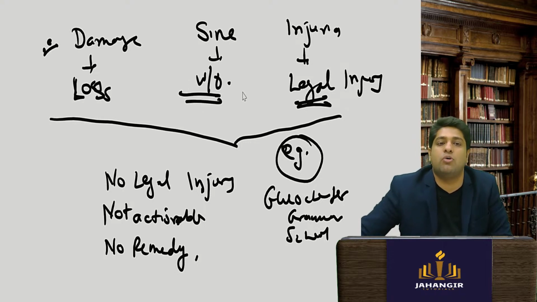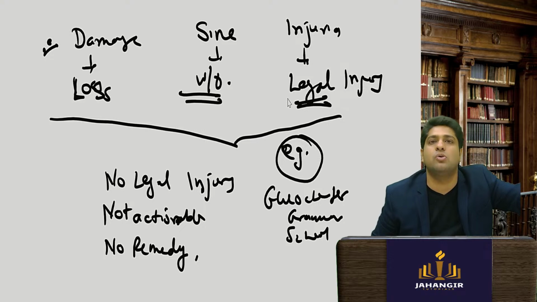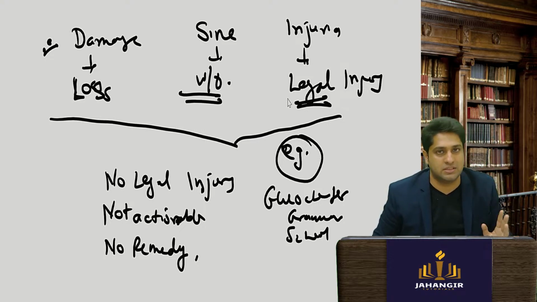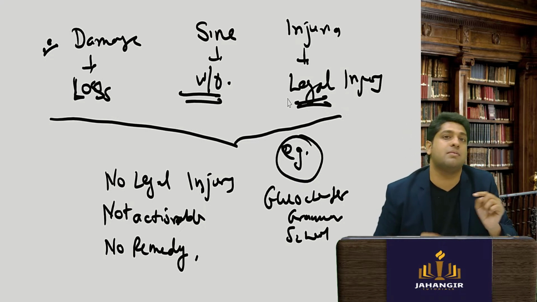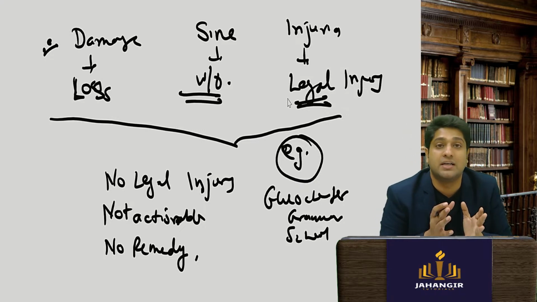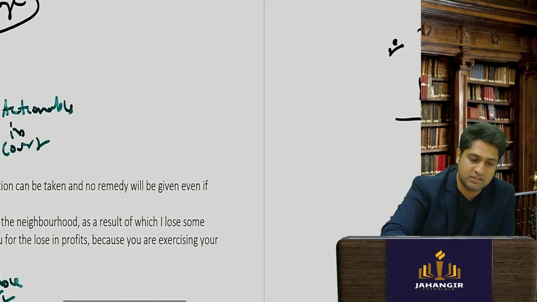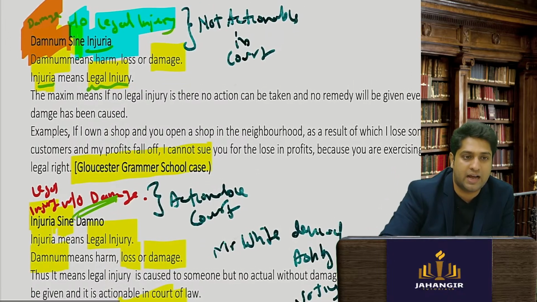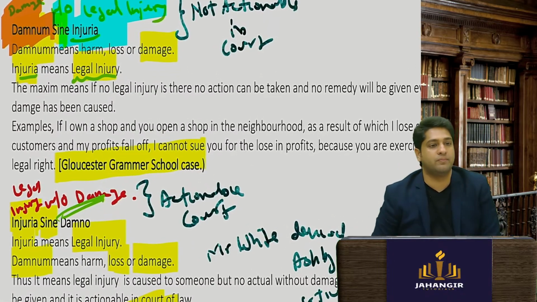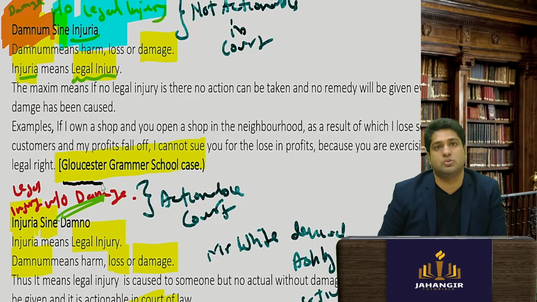It is without legal injury, because law says, listen, an employee can go and start any other business. If you had a separate agreement, that is different, restricting them. But if you don't have any separate restrictive clause, then they can very well go and start a business. So this was the example of damnum sine injuria. Okay, and the case you will write is of Gloucester Grammar School case.